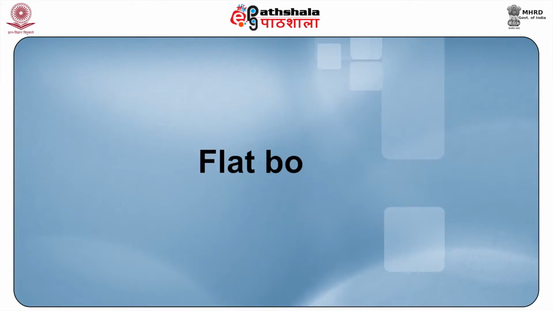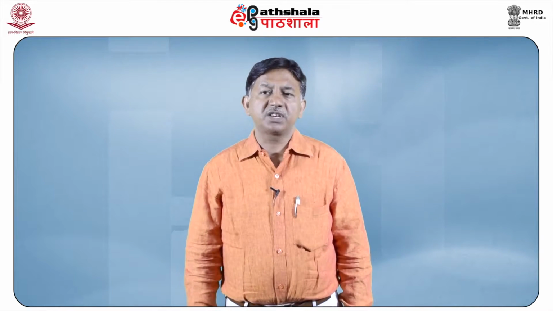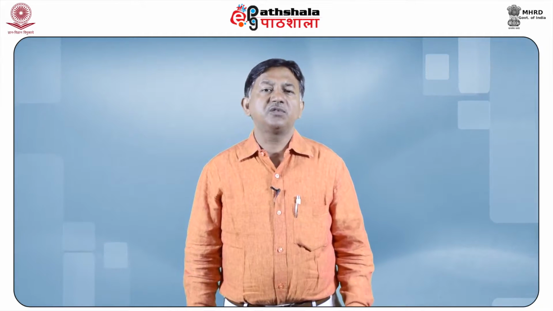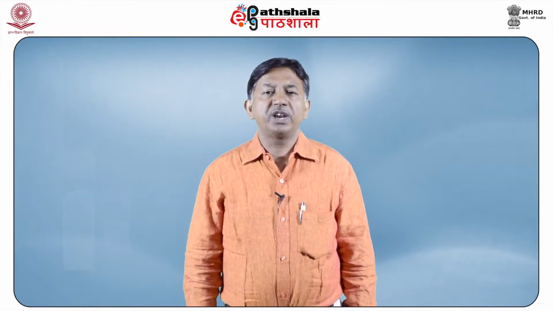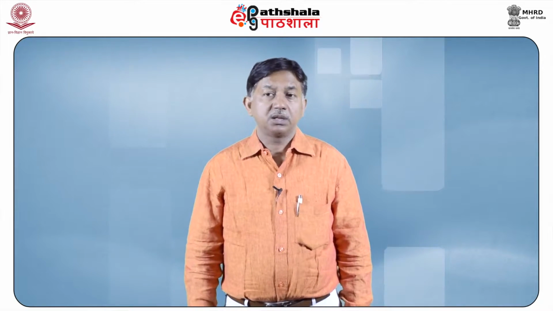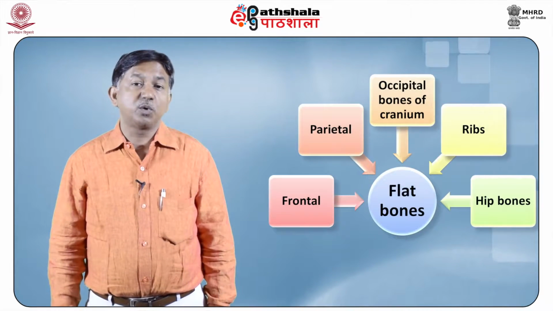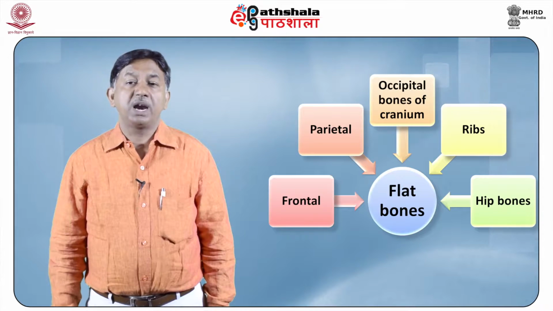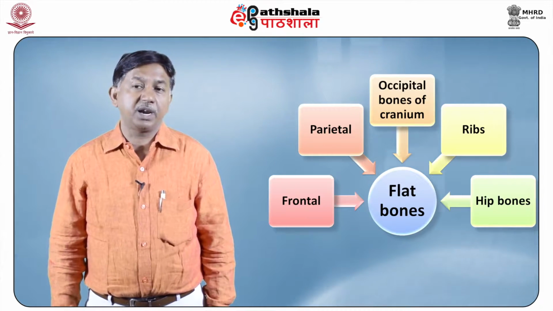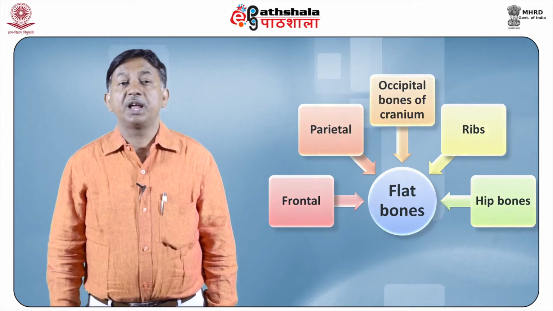Now flat bones. These bones differ significantly in dimensions. These bones have a collective feature of being very thin on one side. These bones do not have a medullary cavity. And these bones include frontal, parietal and occipital bones of the cranium as well as ribs and hip bones.